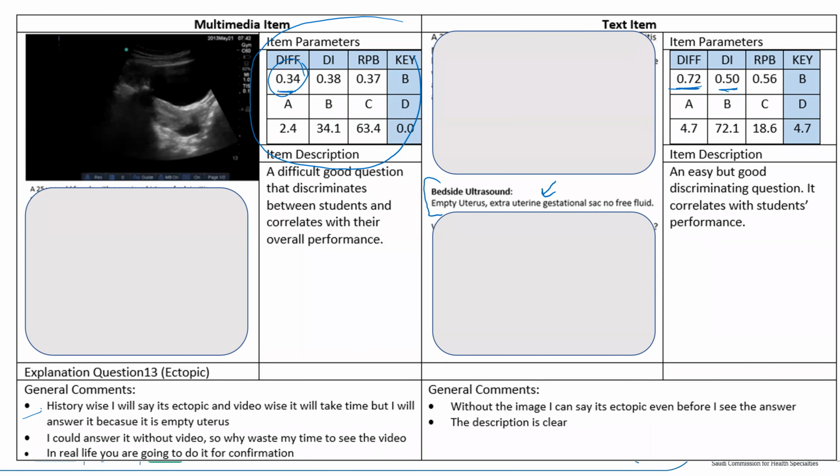So you sit with your students and you see why you added it. And so, for this question, you're going to say, okay, I might not need the image. I'll just remove it, and then you just keep it as an item with text, because it also has very good discrimination.